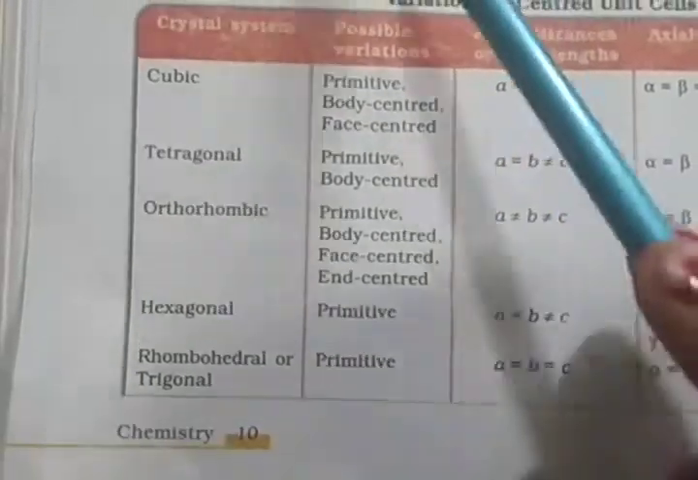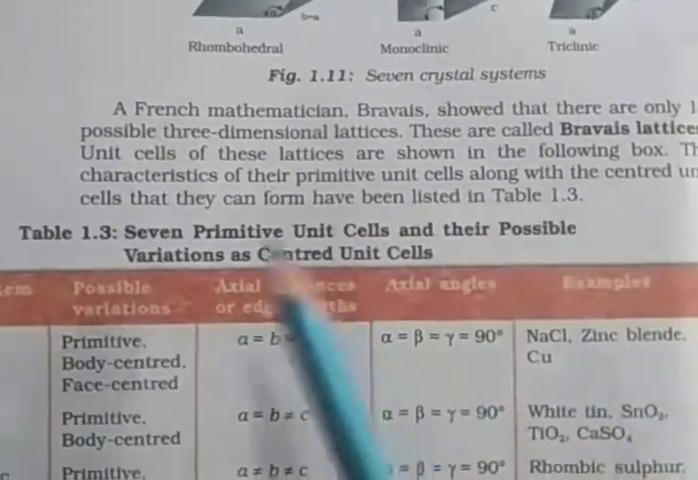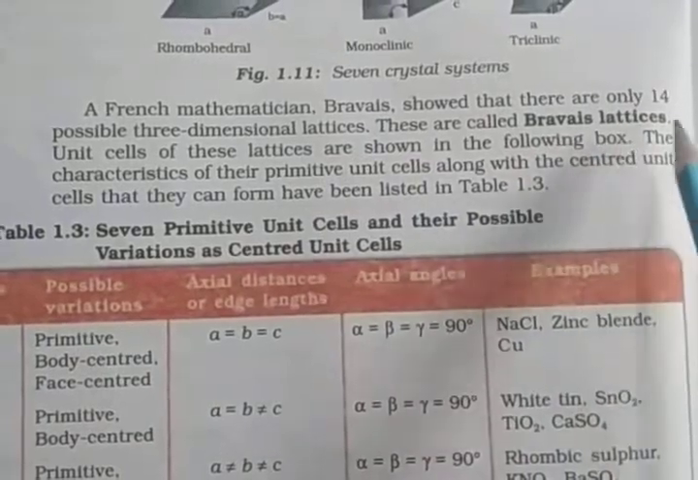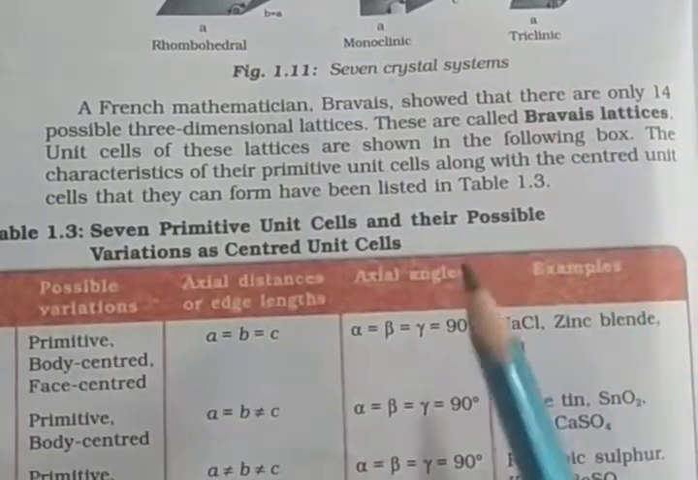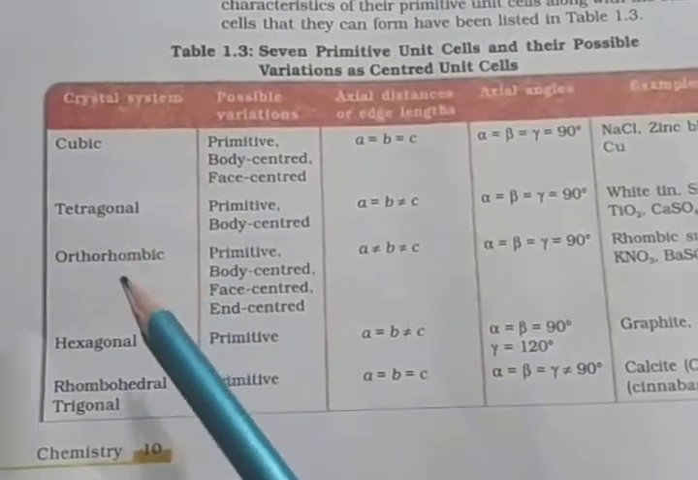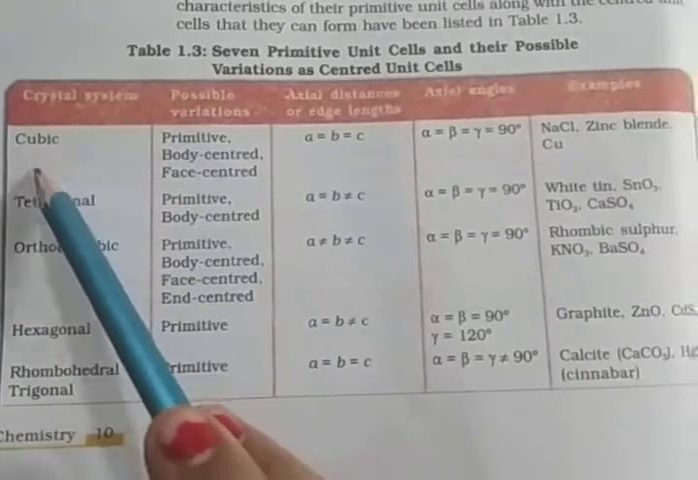So French mathematician Bravais showed there are only 14 possible three-dimensional lattices. These are called Bravais lattices. Okay, clear? So we have to see the first crystal system. You already know there are 7 crystal systems, so first we discuss cubic.